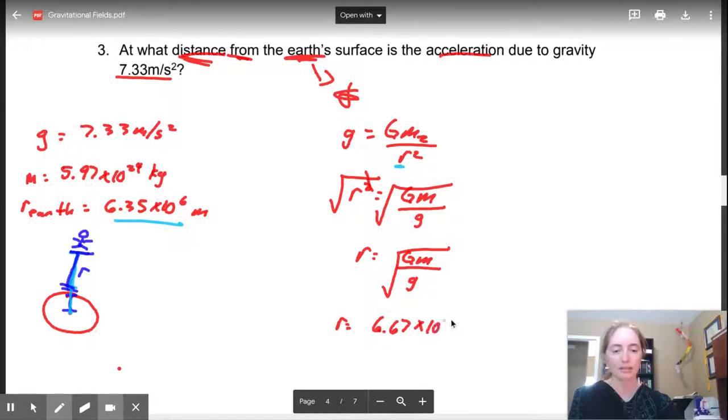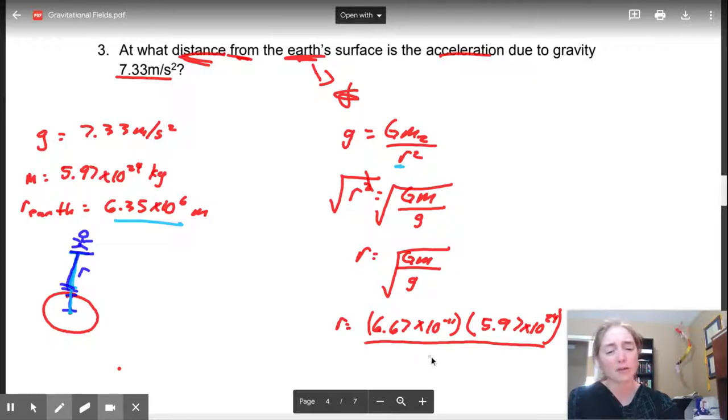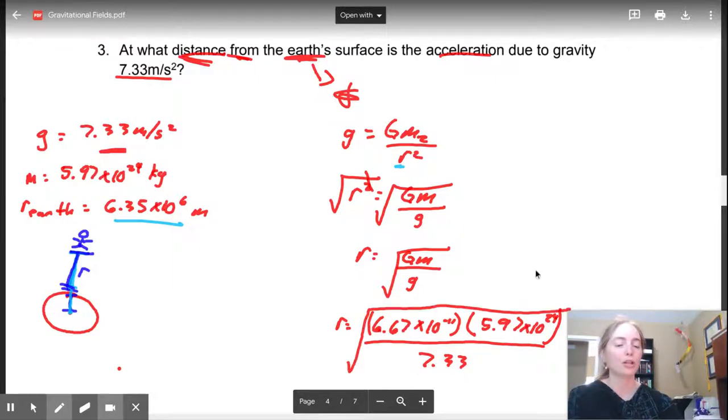6.67 times 10 to the power of negative 11. You're going to multiply that by the mass of Earth, which you get from your data sheet. So 5.97 times 10 to the power of 24 kilograms. Divide by g. Please don't use 9.81. If you use 9.81, I will cry inside. It's not 9.81. We're not on the surface of Earth anymore. We're out in space. 7.33. Okay. Square root the lot.